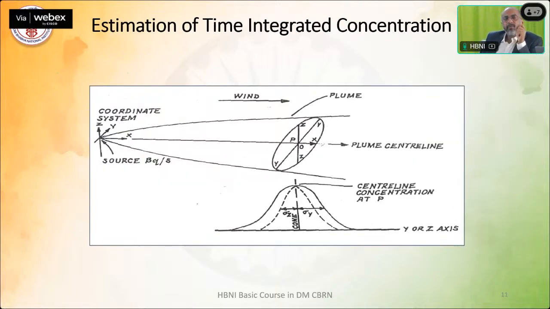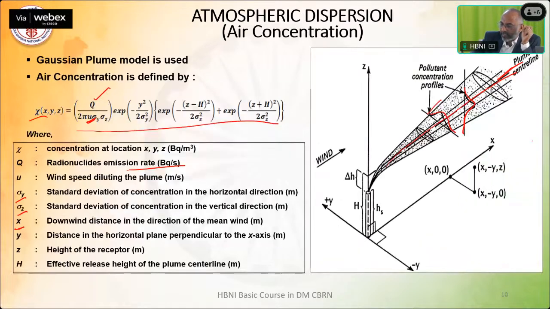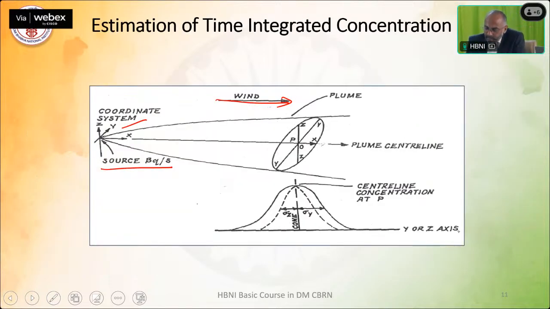And then you also will need to estimate a time integrated concentration, where we see the system coordinates. There is going to be a source in becquerel per second, and there is going to be a wind here, which we have already seen. And this is the plume. This is an elaboration of the center line concentration we have seen here, just an expansion of that, the center line concentration at P.